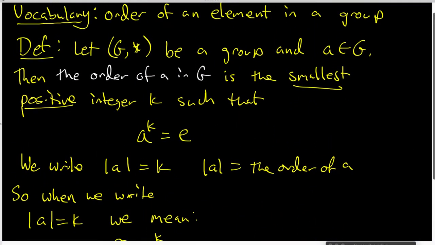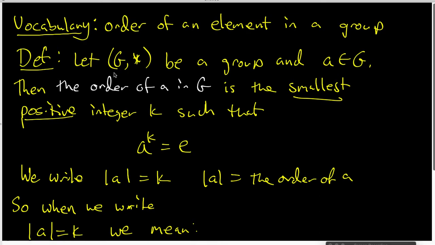Now, the next thing that I want to observe about this definition is that it is written in multiplicative notation. We're thinking about star behaving like times, and so we're looking at powers of a, and powers of a represent a star a star a star a. So it's looking like multiplication. If we have an additive group, the order of a is defined in the same way, but we have to translate this whole definition from multiplicative notation into additive notation. So let's look at what that would look like.